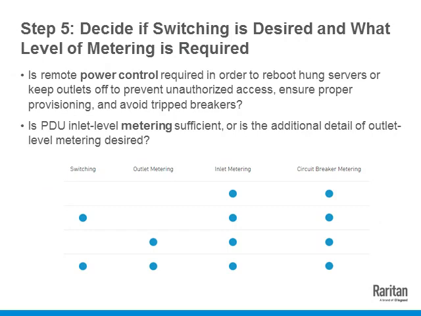And then we have the other capabilities of metering. When we say metering, what level of metering is appropriate? Let's take a look at the different options that are available. We have inlet metering, which means you have 3 phases coming into the power strip, and we meter each one of them for current, voltage, and power draw.